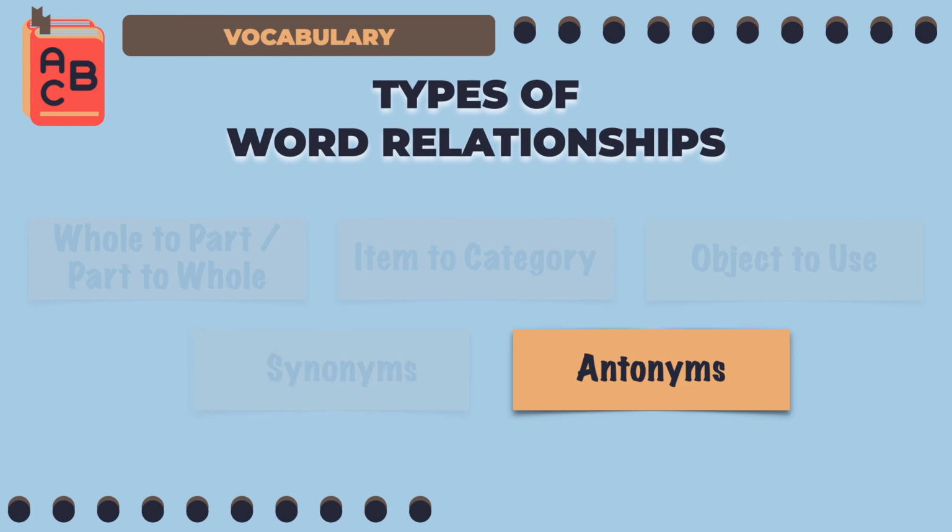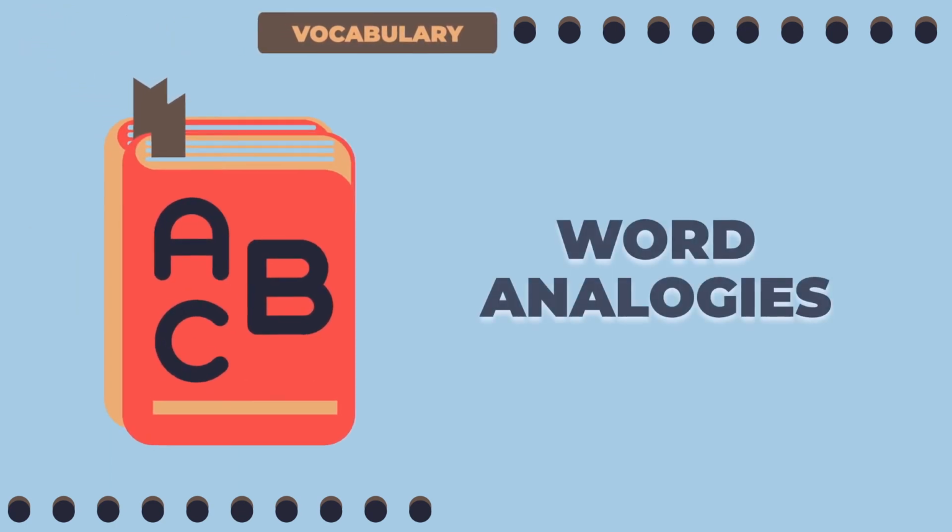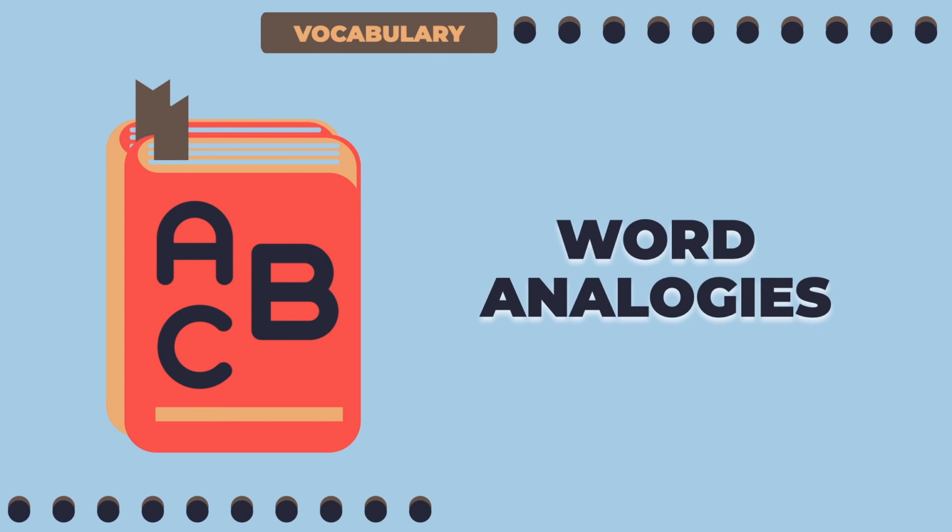Synonyms, when you compare things using words that mean the same thing. And antonyms, where you compare things using words that mean the opposite. That's it for this video. I hope that you have learned how to use word analogies in determining relationships and meanings of words.